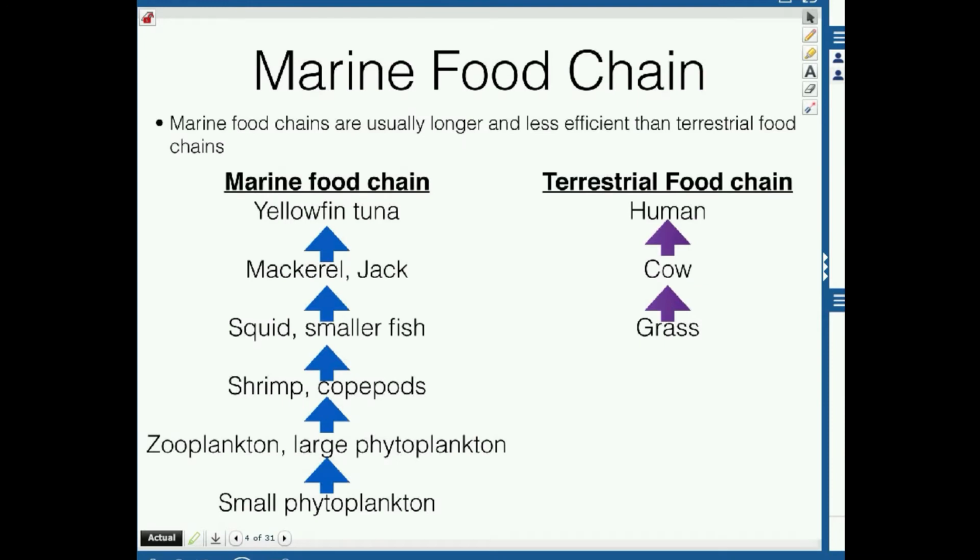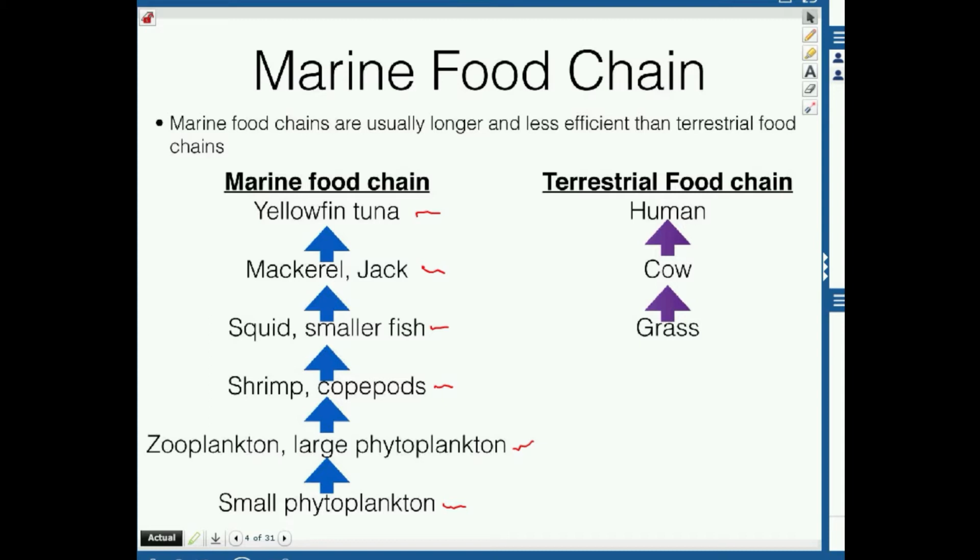So, for example, here's a marine food chain. They can be a lot longer because you can have little tiny plankton and then bigger plankton and then even bigger plankton and then very small fish and then big fish and then even bigger fish. They're less efficient, but there's so much plankton in the environment that you can have a longer food chain, because remember that 10% rule, right?